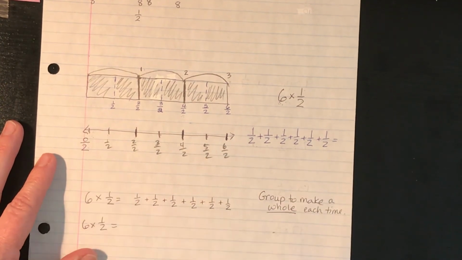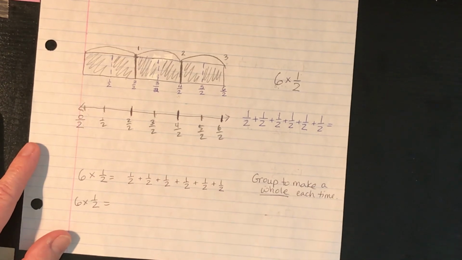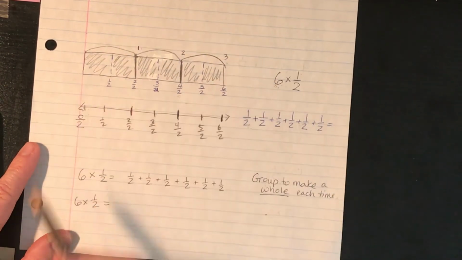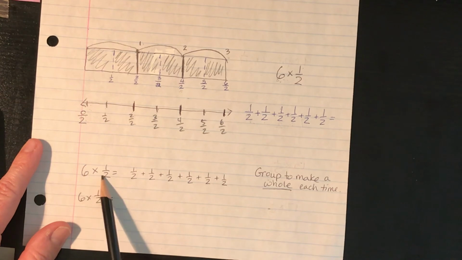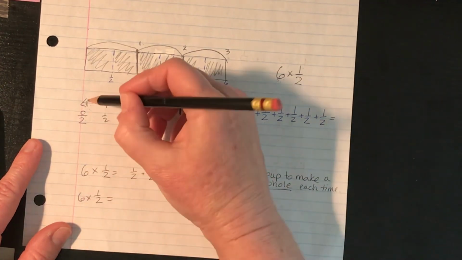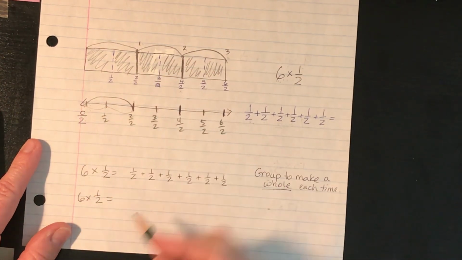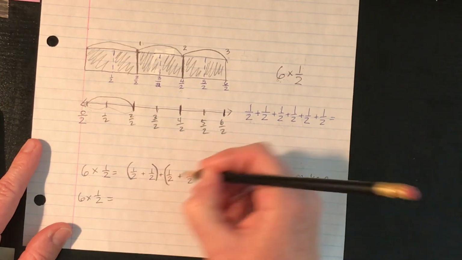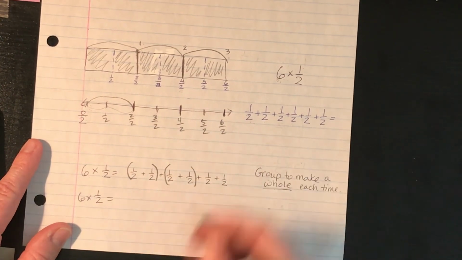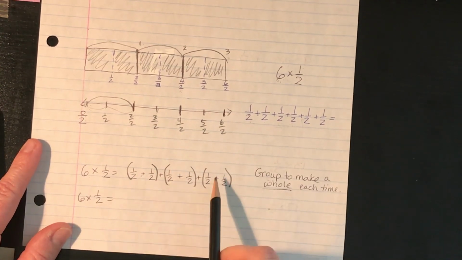Now, when I look at that algebra idea, that grouping it to make a whole, I wanted you to see a visual, but I also want you to see that with 6 times 1/2, how many halves are in a whole? Well, let's look. There's one whole. It looks like that's 2 halves. So if I did my parentheses like this, and like this, and like this, I can see I have 1, 2, 3.